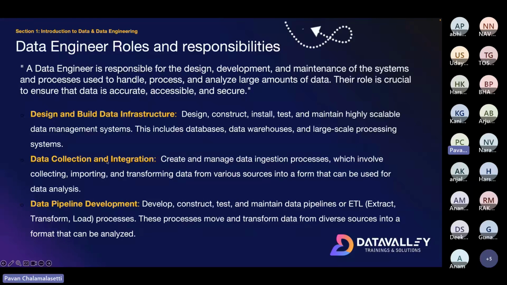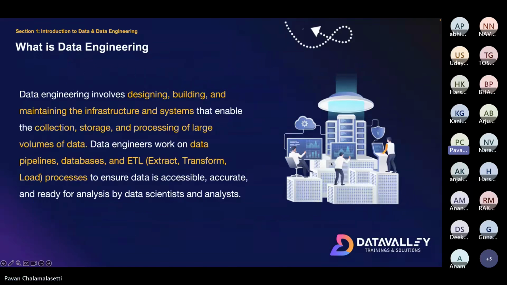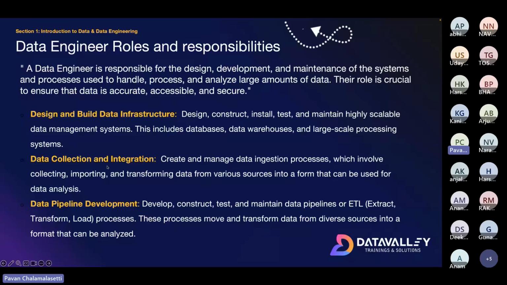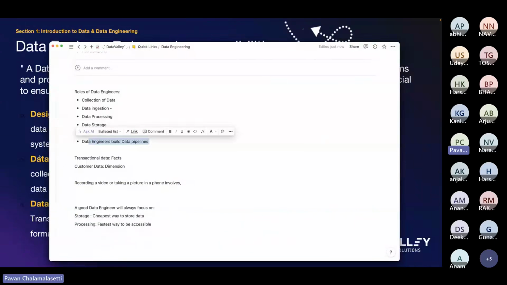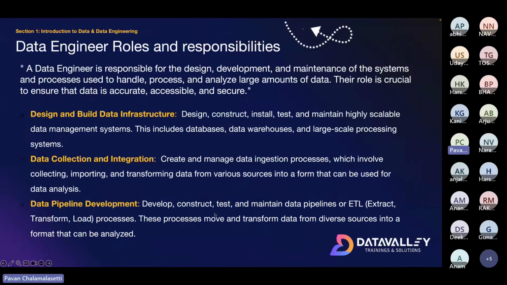Next is data collection and integration, creating and managing the ingestion process. We'll see some diagrams on how the ingestion process happens. Then there is data pipeline development, as we discussed earlier. When data engineers build the data pipelines end to end, how do you make sure your data is accurate? How do you make sure your data meets quality standards and is not messed up? How do you make sure you received the data in the way it was processed?